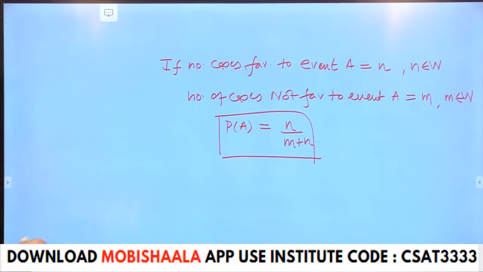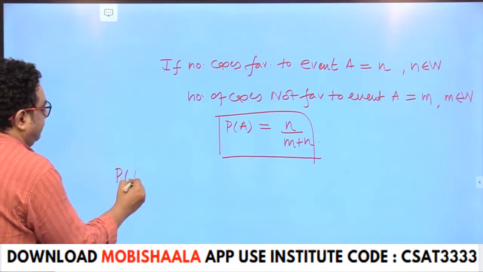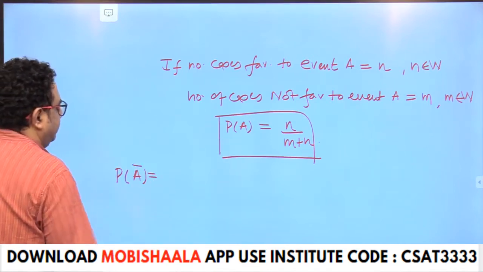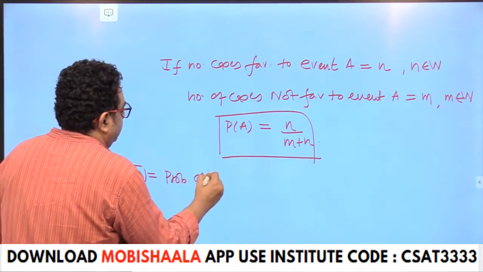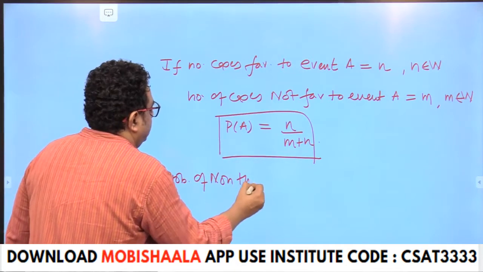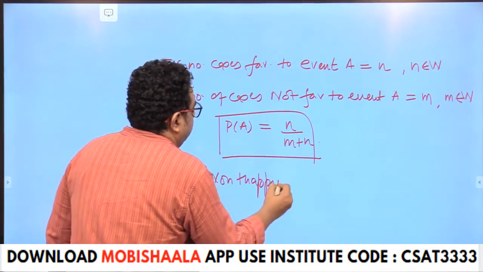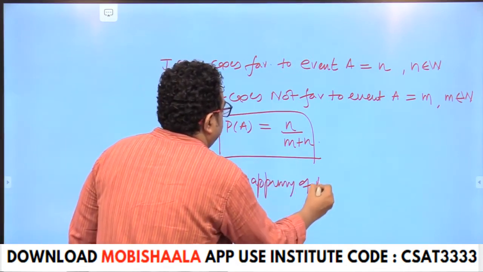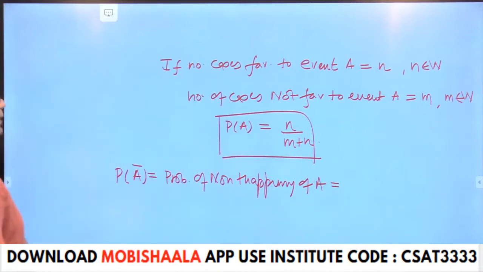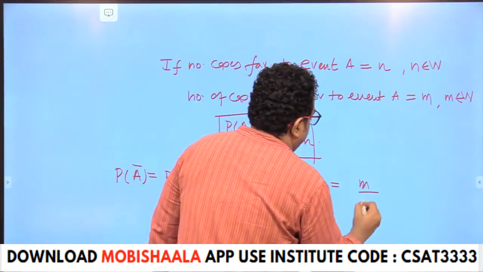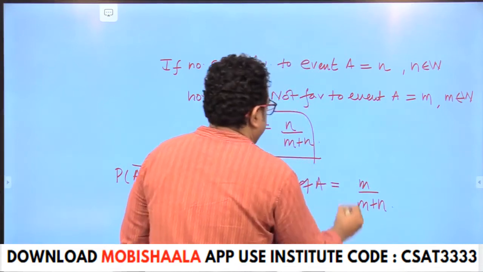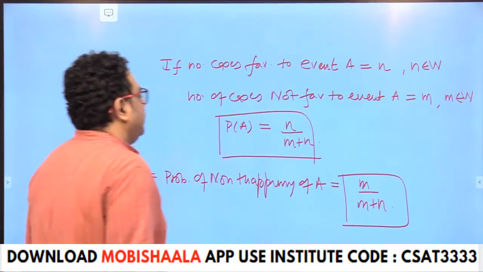And now I give you something really different. Probability of A bar is what? P of A bar is the probability of non-happening of A. So it would be the number of cases not favorable to A upon the total number of equally likely cases, which would be m upon m plus n.